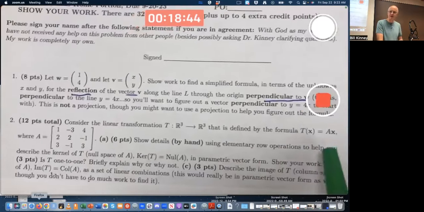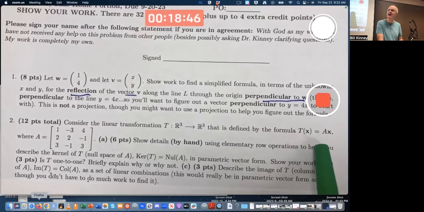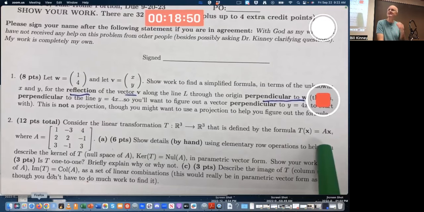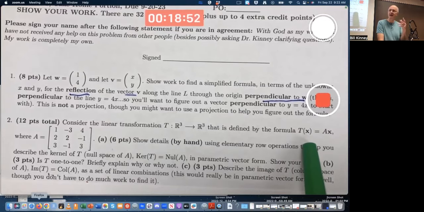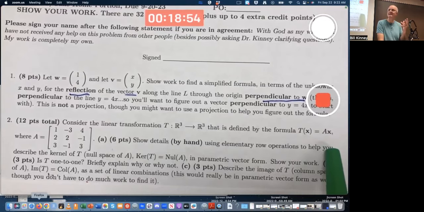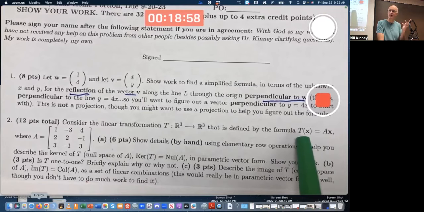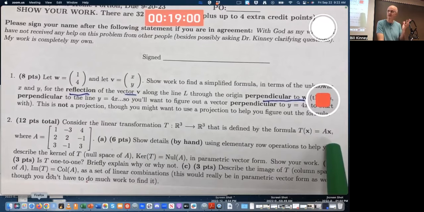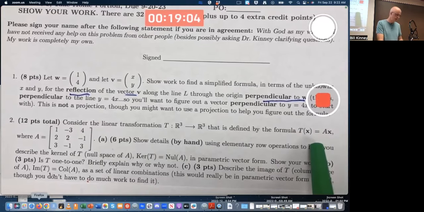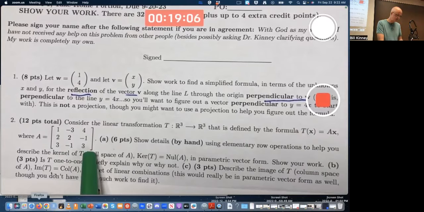It's defined by the formula that I was just talking about. T of x is A times x. When you see this kind of equation, say that kind of thing in your mind. T of x is A times x. T is a function, A is a matrix. This is plugging a vector into a function. This is a matrix times a vector. This is the formula for the function T. A is this particular matrix.